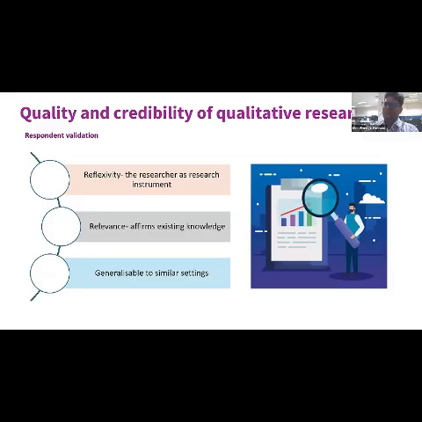Reflexivity means the researcher is considered a research instrument, and can find out the gaps in the way of getting the data, and also the relevance to the existing knowledge, what we have and what we have to focus on based on the data gaps. So that can help to get more insightful information, generalizable to similar settings and similar findings as well.